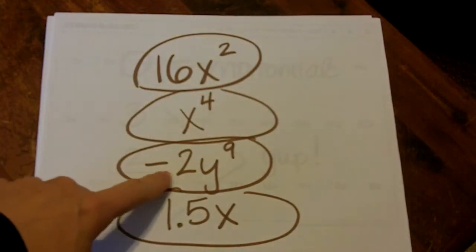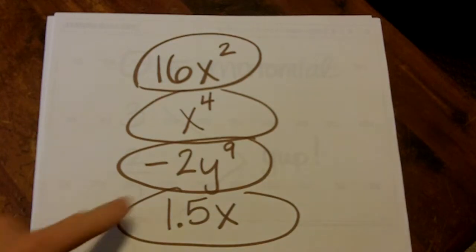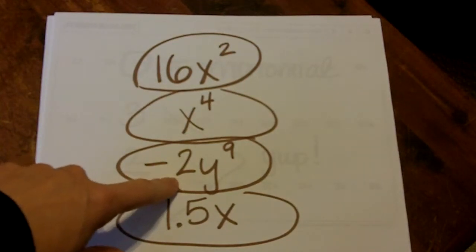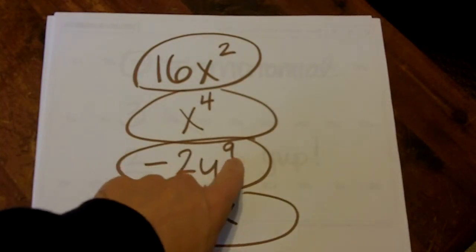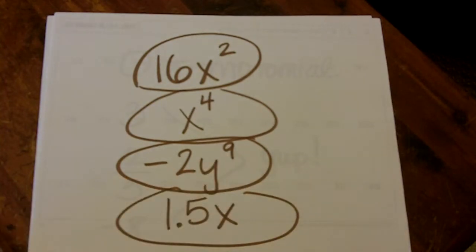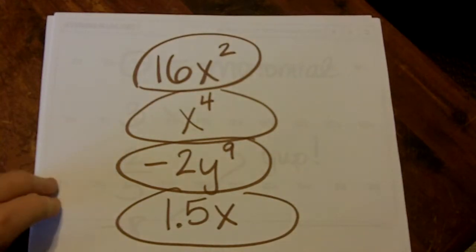If you had negative 2y to the ninth, the numerical coefficient would be negative 2, and the degree of the monomial would be 9. With 1.5x, the numerical coefficient is 1.5, and then your degree, you don't see a number, it's going to be 1, not 0. It's 1.5x to the 1, and 1 would be the degree.